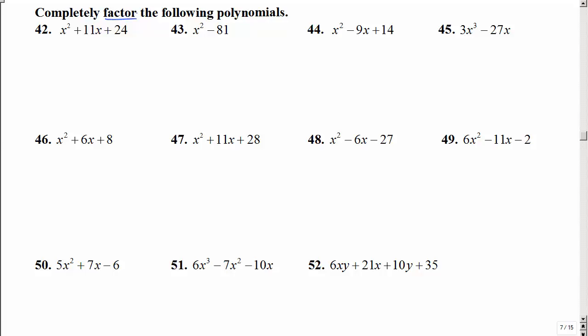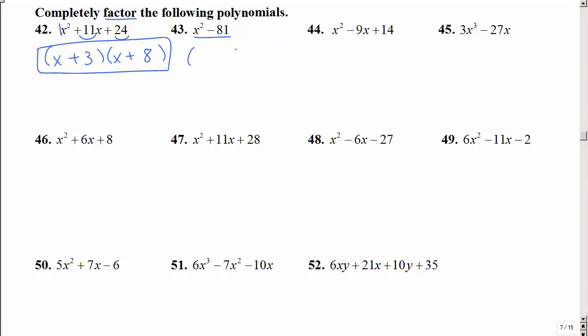Now we're going to factor those polynomials. So you've got to know all those things: GCF, trinomials, difference of squares, and cubes. So we have a trinomial with a leading coefficient of 1. So we just say what multiplies to get 24 and adds to get 11. And of course that's 3 and 8. The order does not matter.